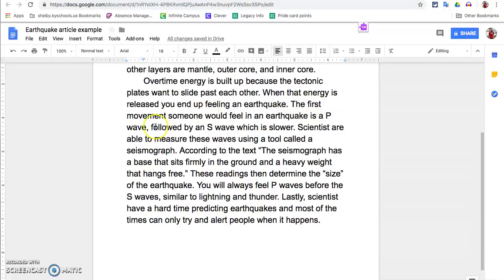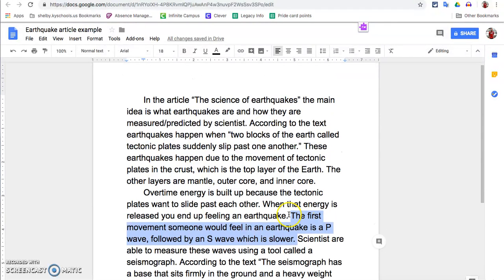It goes on to say that the first movement someone would feel in an earthquake is a P wave followed by an S wave, which is slower. For some reason, talking specifically about this article, a lot of you included this one detail right here, which is awesome that you picked that out. But notice all this other stuff you forgot.